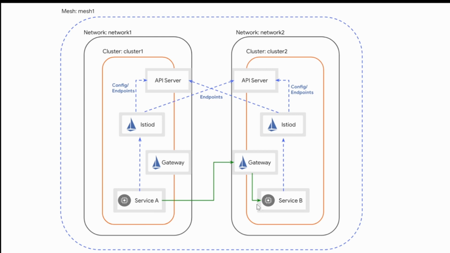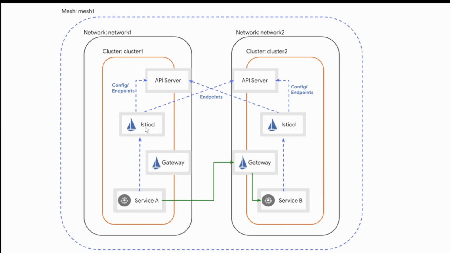There are two services, service A and service B, which do not talk to each other directly, but they communicate indirectly across cluster boundaries via the dedicated east-west gateway. So here you can see service A is not calling service B directly, but all the calls are going via the east-west gateway. Similarly, if service B has to call service A, the call will be going via the gateway. And this cross-cluster communication is secured via mTLS.